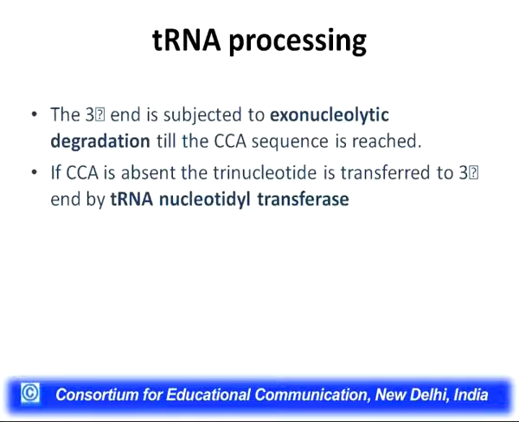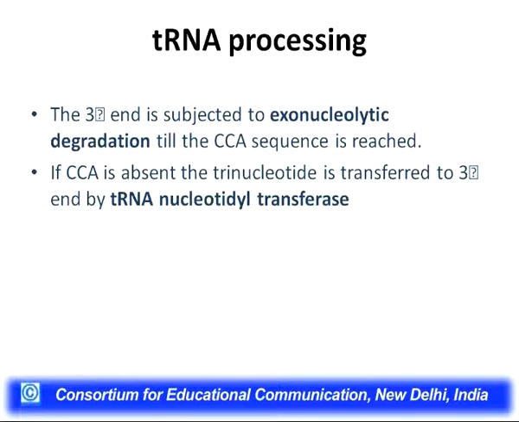The 3' end thus generated is now subjected to exonucleolytic degradation. That means, the individual molecules which are now generated, the 3' end of them are subjected to nucleolysis, and nucleotides are removed one after another starting from the 3' end, and this process continues till the CCA sequence is reached, because CCA is the acceptor sequence and it will be receiving amino acid for that particular tRNA.